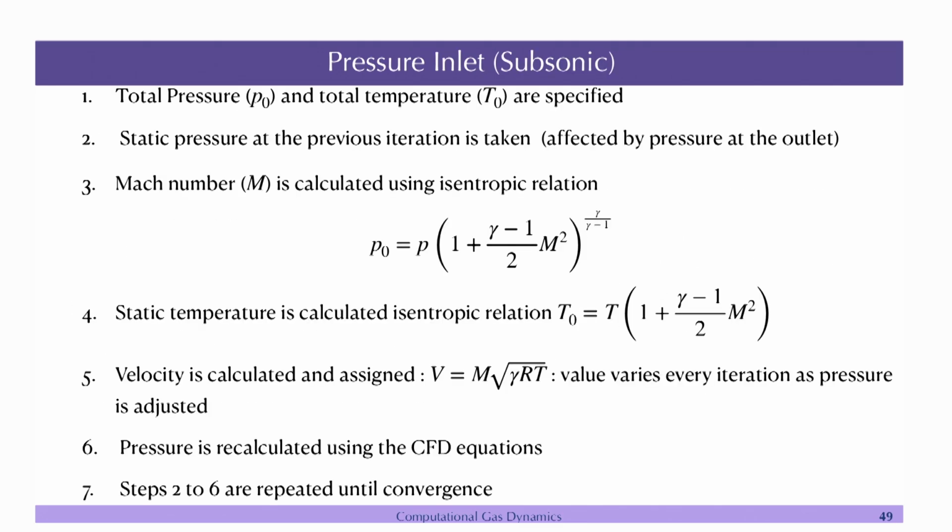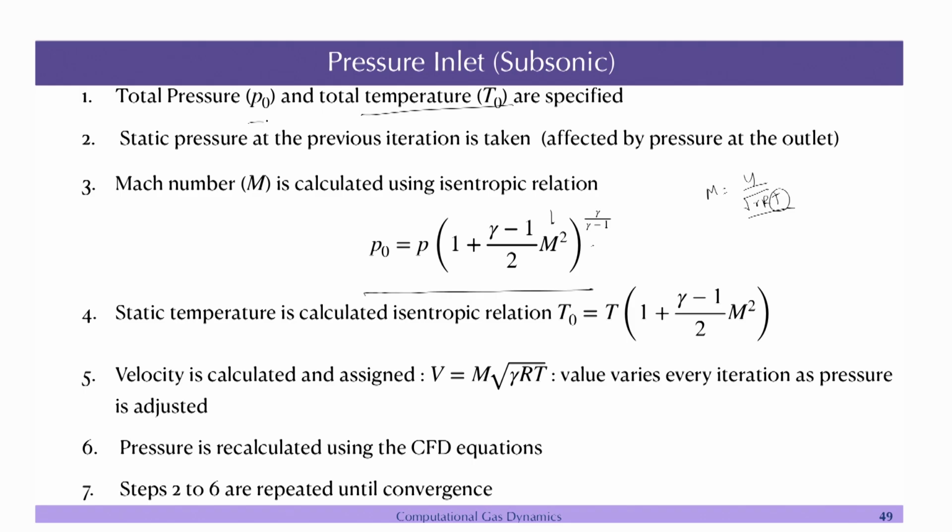Now, if it is subsonic flow, then it is slightly different, because now you do not have that simple relation of the total pressure. You have P0 equal to P into (1 + (gamma - 1)/2 M^2) to the power gamma by gamma minus 1. Now, remember, the Mach number is u by square root of gamma R T. So, you need the temperature also. So, we also specify the total temperature.